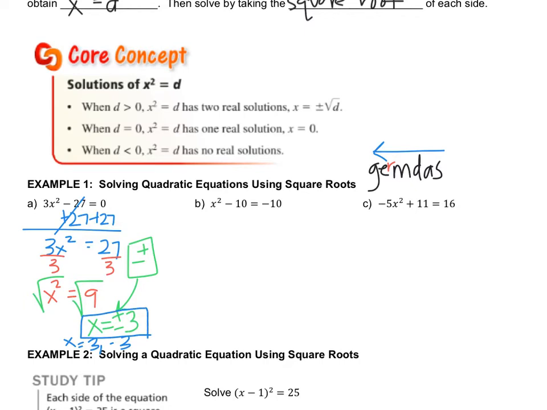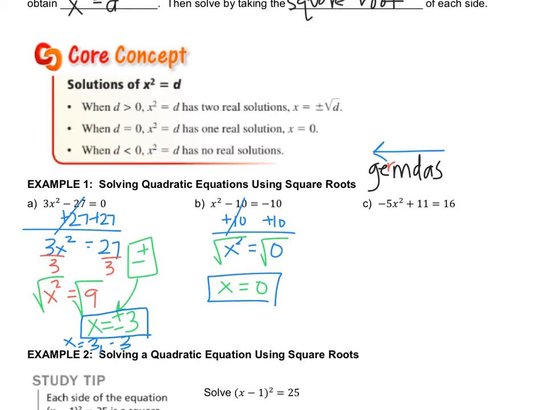All right, let's do the second one. First thing we're going to do is add 10. Now the x squared is already by itself, so when you take this square root, you only have one answer, because 0 only has one square root, the number 0, because there's no such thing as negative 0. So that's going to be our answer, x equals 0.